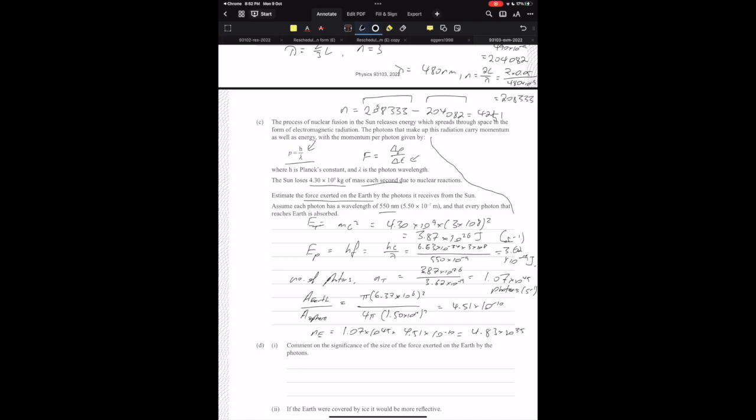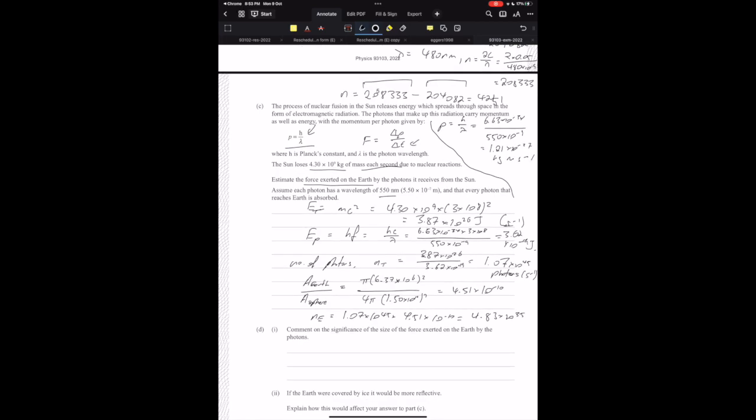So we also know the momentum of one photon, right? It's h over lambda. Again, we're trying to find the total amount of momentum that's actually hitting the Earth because of these photons. So it's 6.63 times 10 to the negative 34 divided by the wavelength. Again, we know that's 550 times 10 to the negative 9. So the momentum of a single photon is 1.21 times 10 to the negative 27. Again, kilogram meters per second.